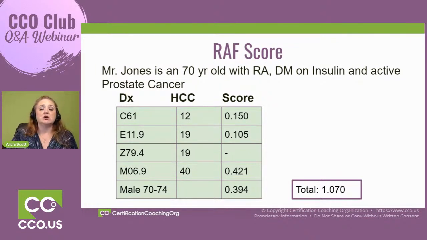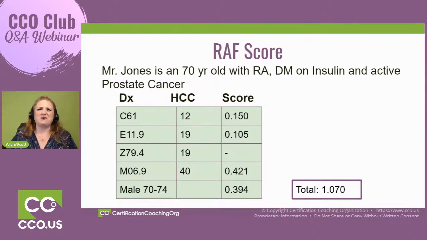But rheumatoid arthritis, he's diabetic and he takes insulin. Now, the guidelines tell us we don't know if he's type 1 or type 2. He is on insulin, but since we aren't told, we default to type 2, but we also get to add the code for him being on insulin, and he has active prostate cancer. All right, so let's start with what probably is the most severe, active prostate cancer, which is C61. That's the code, and it's a 12, and the score it's given is 0.150.